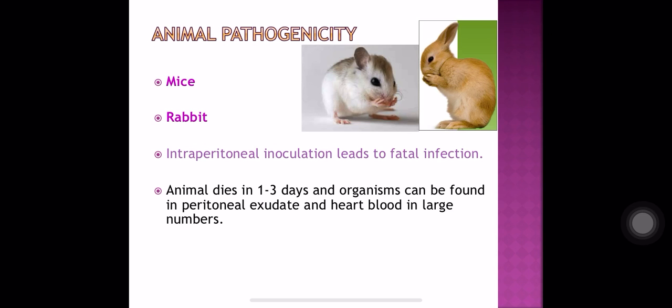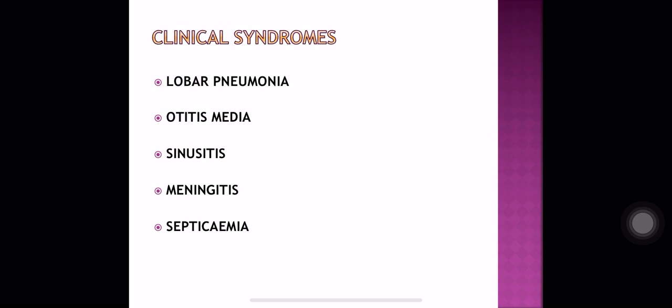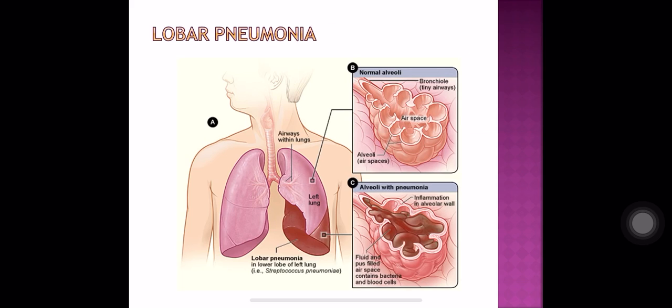In animal pathogenicity of pneumococcus, two animals are used, mice and rabbit. Mice is the most common animal used for pneumococcus. So remember that the experimental animal for pneumococcus is mice. The animal dies in 1 to 3 days, and the organism can be found in peritoneal exudate and heart blood in large numbers. Clinical syndromes caused by pneumococcus include lobar pneumonia, otitis media, sinusitis, meningitis and septicemia.